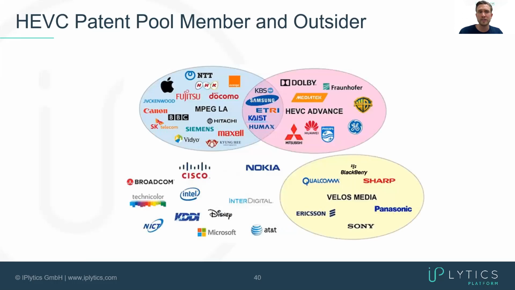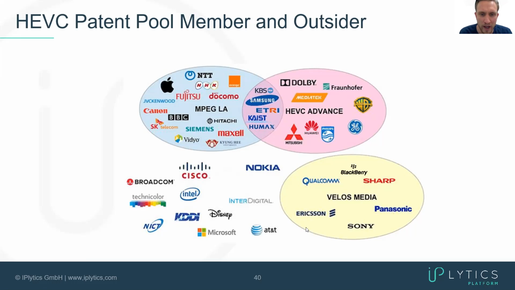We have other situations. Look at HEVC, which is High Efficiency Video Coding. And here we even have three patent pools. Again, quite a complex situation, and there are outsiders. So you basically have to go to three different patent pools and two companies that remain outside of the pools to get access to patents on video coding.